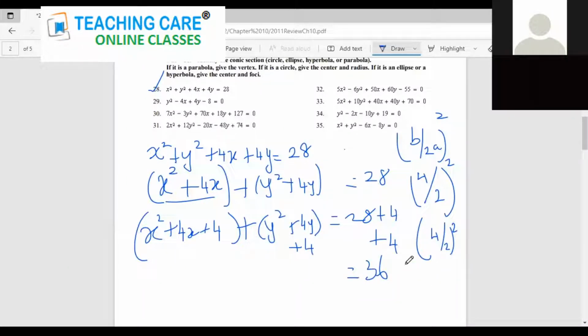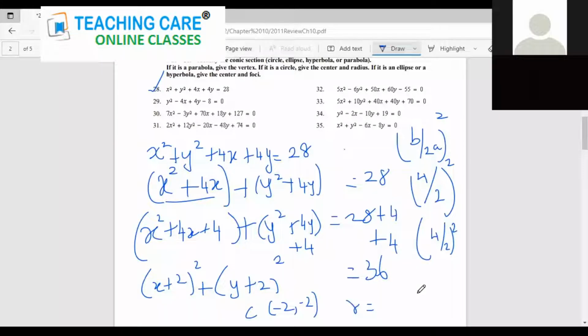So let me take the sum and product. 4 and 4 means it's x plus 2 the whole square. Again, this is also y plus 2 the whole square. So your center would be nothing but -2 comma -2 and your radius.